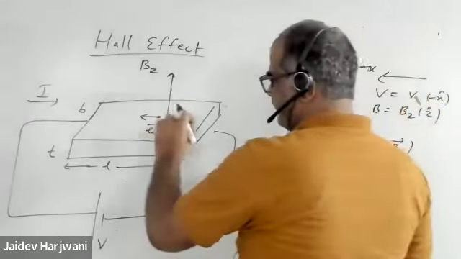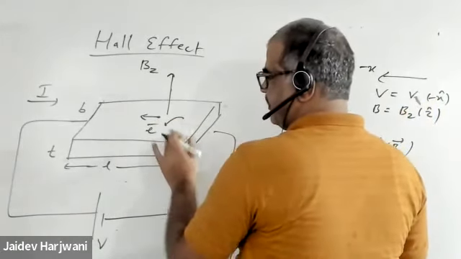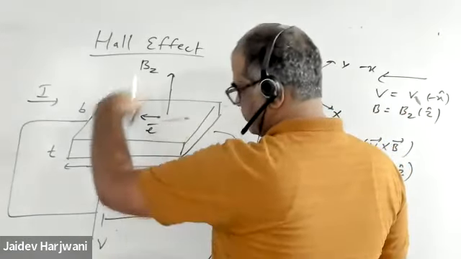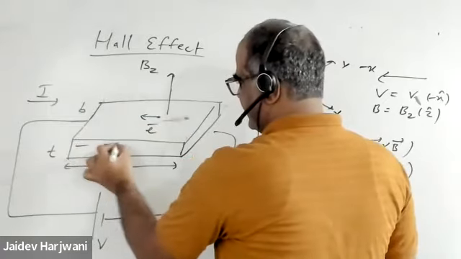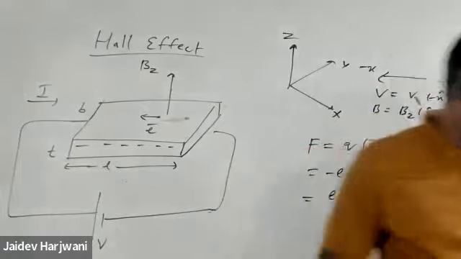That means what will happen? When we apply the magnetic field, all the electrons will move in this direction. So when they move in this direction, what will happen? This part of the surface, where we have the minus y direction. This is my sample. Let me show my sample.